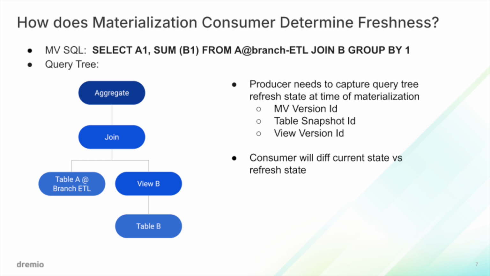For example, if the snapshot ID changed in table B, you would know that it's different. The consumer would see that it's different from what was last stored in the refresh state. For view B, it's not data that changes but metadata. For example, if somebody changed a filter condition inside view B, that's obviously out of sync with the materialization. And so now the query engine has to decide whether to use that or not.